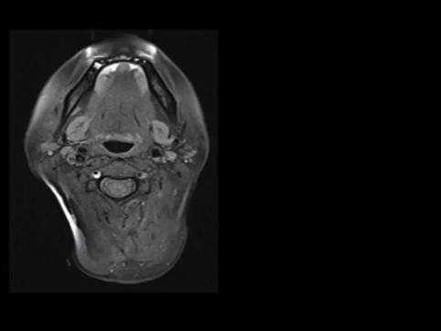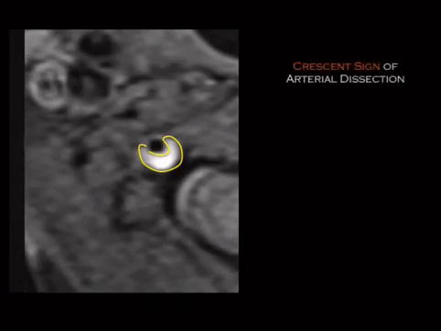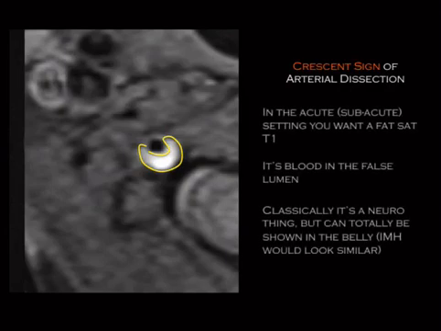So here we have an MRI of the neck. Here's a zoom up on the finding. This is the so-called crescent sign of arterial dissection. Basically, what you're seeing here is subacute blood, and to maximize detection of that, you want to get a fat-saturated T1 image. The blood is the blood that's within the false lumen. This is more of a neuro thing, but I figured this was a good time to at least bring it up since we are talking about dissection.